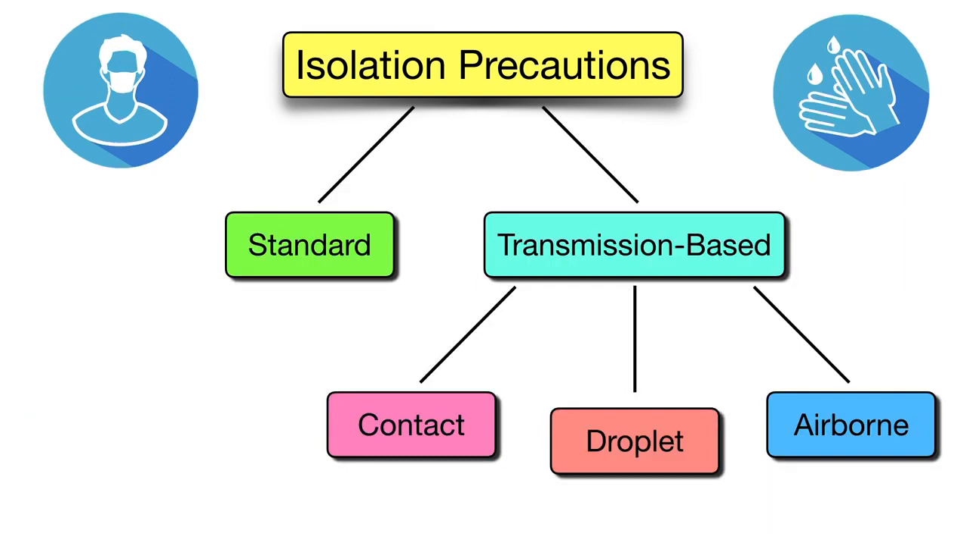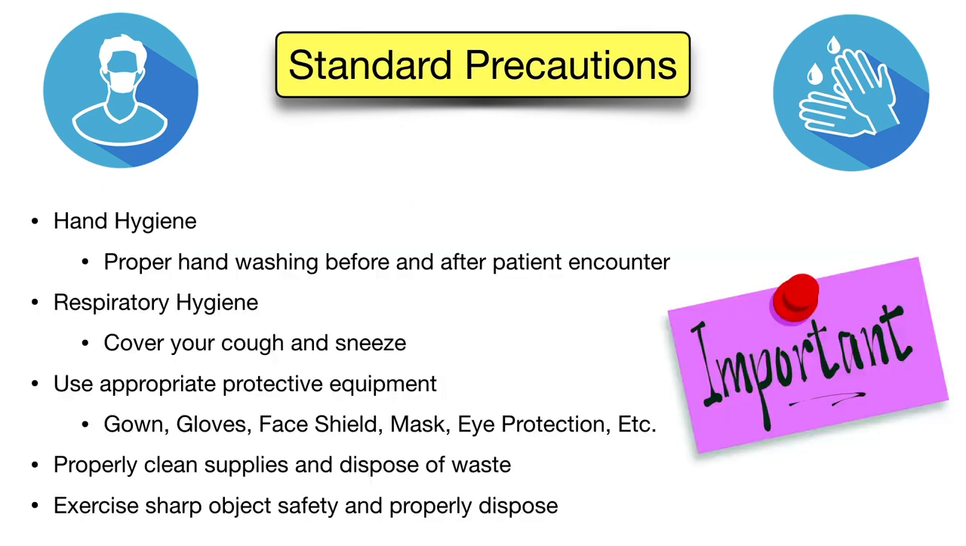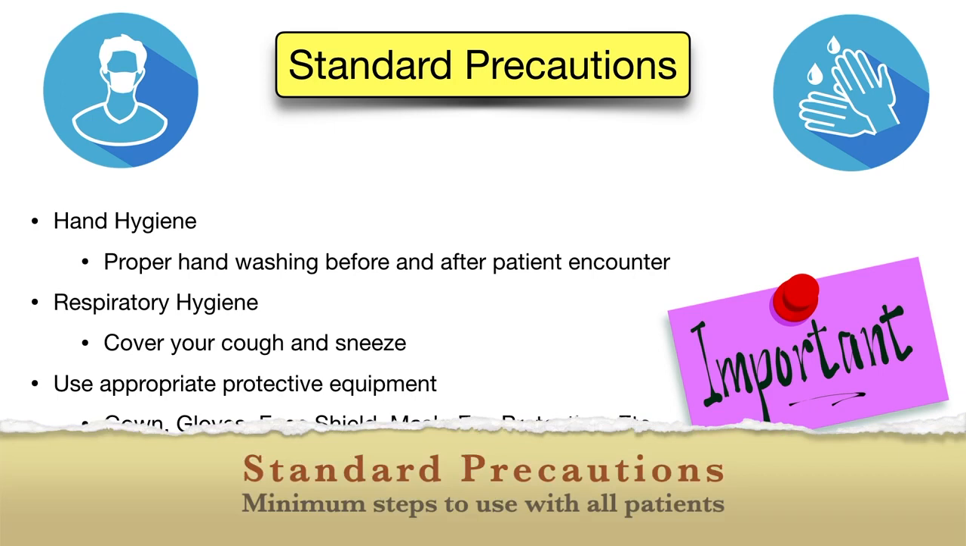If we go back to our original diagram, we said there are 2 main categories of precautions. We already went over transmission-based precautions, so now let's look at standard precautions. As we mentioned before, precautions are necessary to prevent the spread of infections. The standard precautions are the minimum steps that should be taken with all patients to prevent infection.